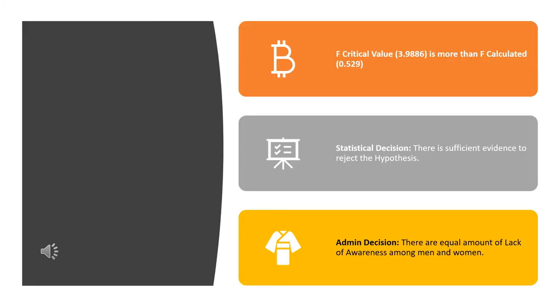Now let's talk further. The F critical value, as shown below, is 3.9886, which is more than the F calculated value, which is 0.529. The statistical decision is that there is sufficient evidence to reject the hypothesis. So there is an equal amount of lack of awareness among both men and women. Both are equally unaware of what breast cancer is, what the symptoms are, and the basic knowledge. They don't know.